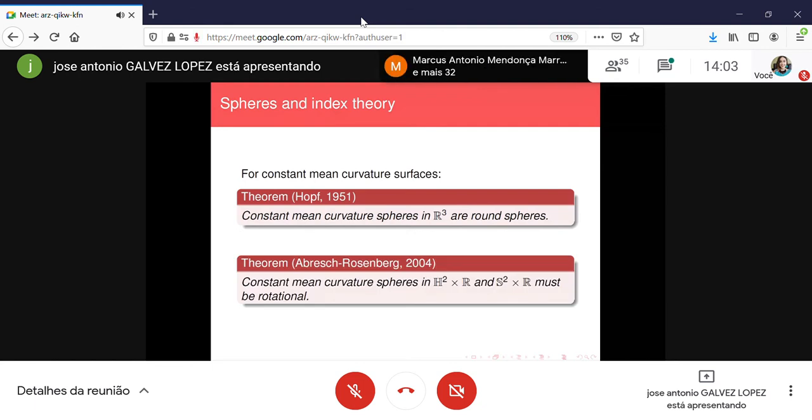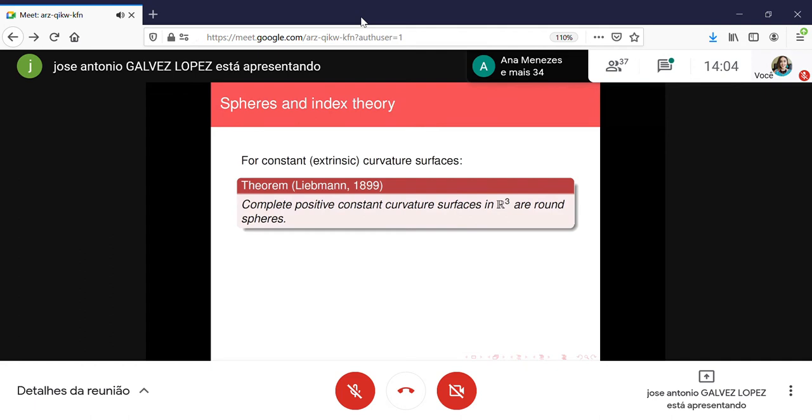Another central result in the theory of constant mean curvature surfaces is the Abresch-Rosenberg theorem, which shows that immersed spheres with constant mean curvature in the product spaces H2 × R and S2 × R must be rotational. Again, for the proof, they obtain a holomorphic quadratic form, in this case given by the Hopf differential plus another term depending on the height function. And so the index theory can be used again, as in the previous theorem, to show that this differential must vanish identically. Abresch and Rosenberg also extended this result to the rest of homogeneous spaces with a group of isometries of dimension 4.